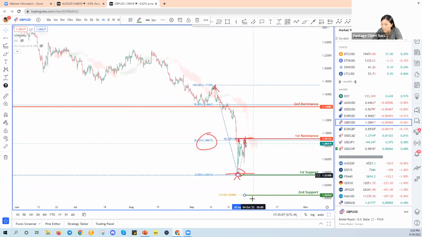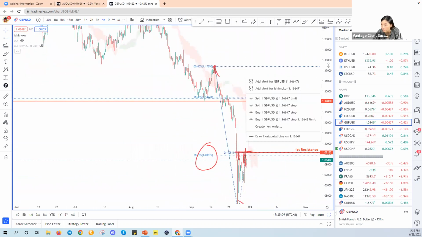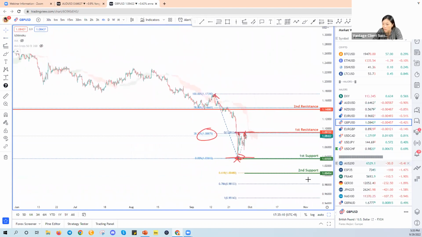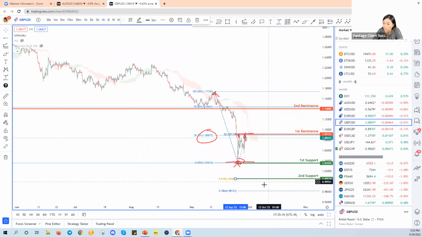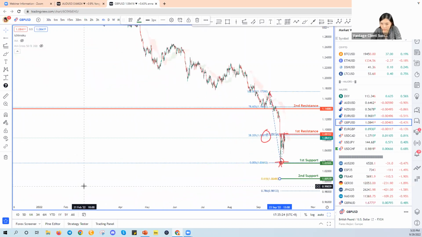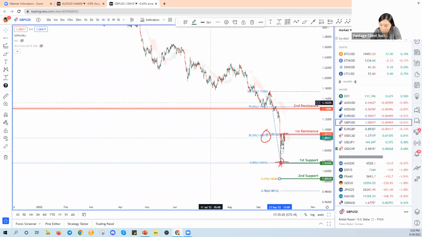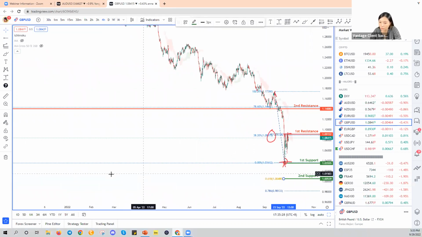Okay, this is more executable, right? Instead of me putting it really far away, this is executable. Or if you think it's too near to execute, you could actually put it at my 78.6. So these are projection levels, and it's actually good if you have no other benchmark. Okay, you have to drag back to 1985 to actually tell you where's the lowest point.